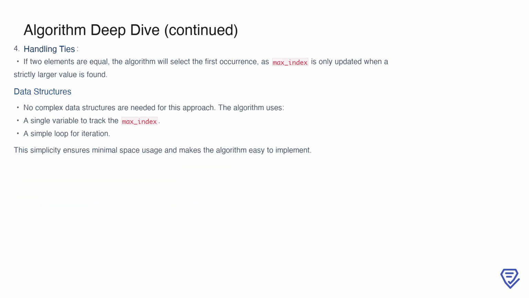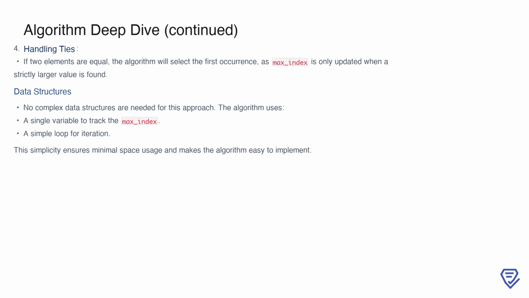One important detail to highlight is how the algorithm handles ties. If two elements are equal, the algorithm will always select the first occurrence. This is because the max_index variable is updated only when a strictly larger value is found. This ensures consistency in the output.